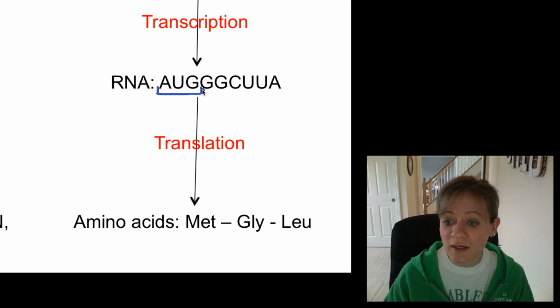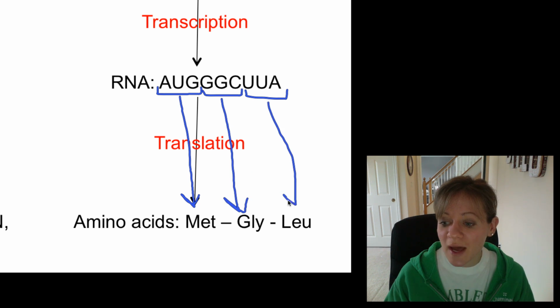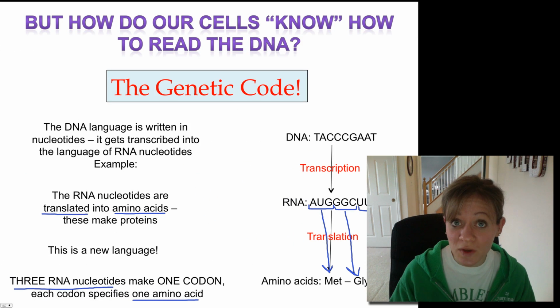So AUG is a codon. GGC is a codon. And UUA is a codon. So we're going to see that AUG is going to tell the cell to bring methionine, GGC tells the cell to bring glycine, and UUA tells the cell to bring leucine. And we're going to do lots of practice with this genetic code in class.